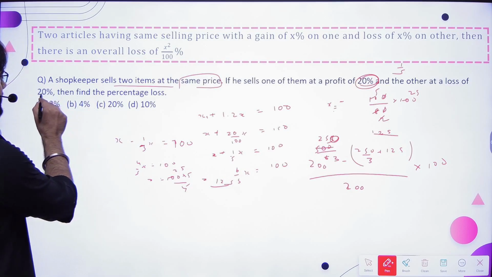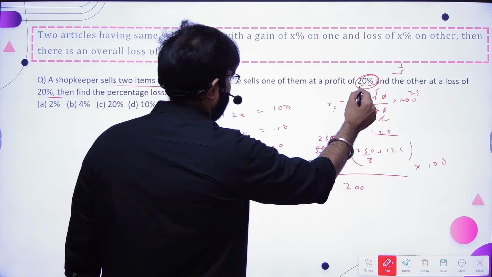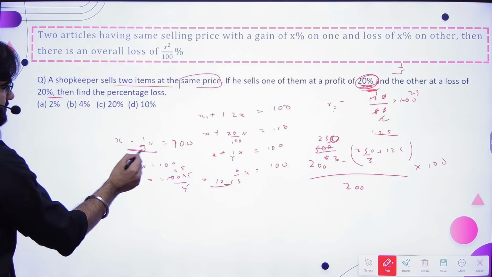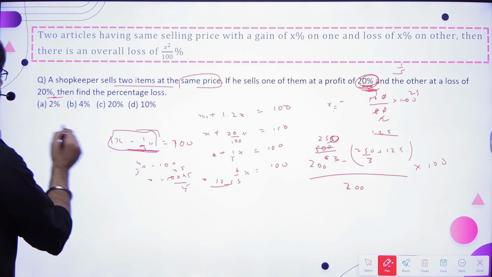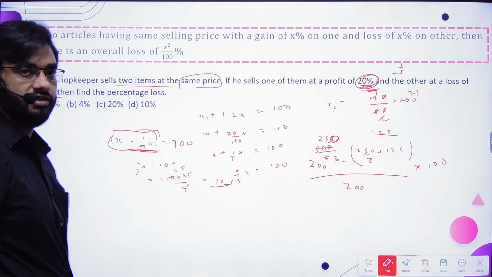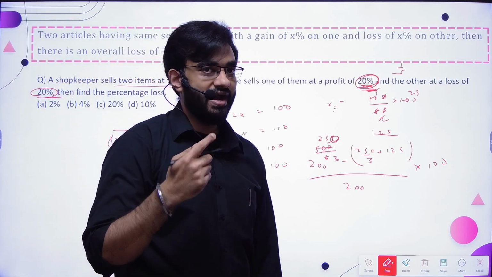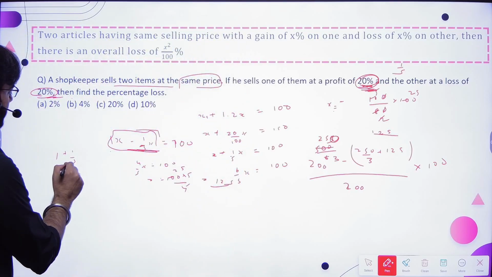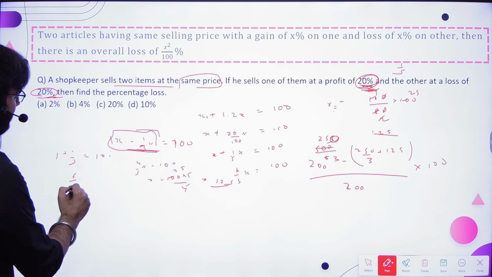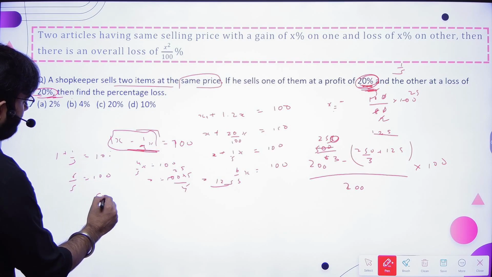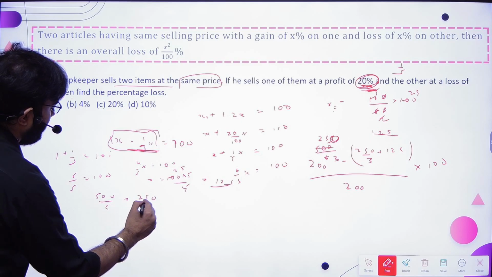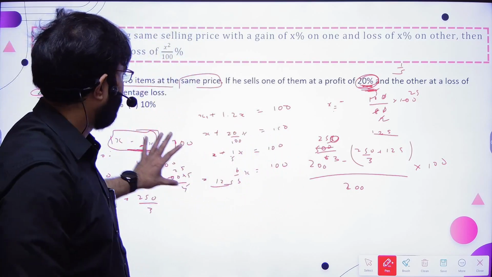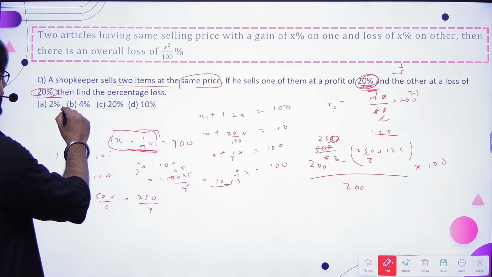Similarly, this was the loss, sorry, and in order to calculate the profit, it will now be added to the cost price. So 1 plus 1 by 5 is equal to 100, 6 by 5 is equal to 100, and then 500 by 6 is equal to 250 by 3. This is somewhat of a shortcut. If you calculate all this, you will get the answer 4%.